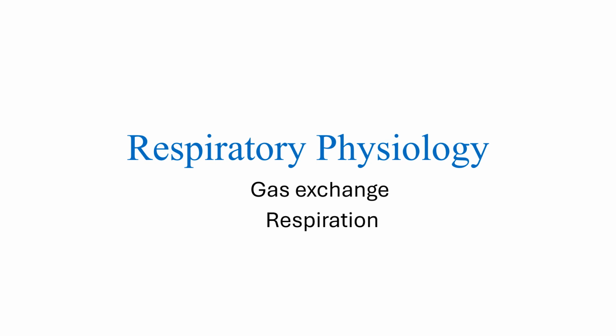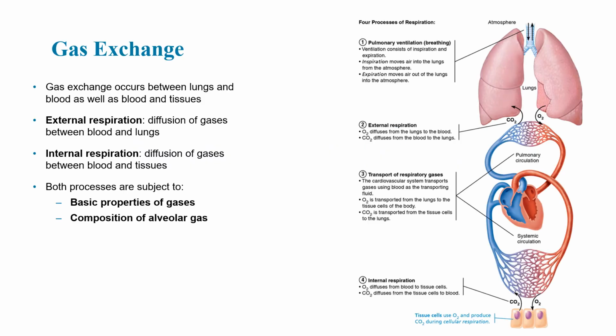Respiratory physiology. In this video, we are going to learn about gas exchange and respiration. Gas exchange occurs between the lungs and the blood, and then between the blood and the tissues. The first is known as external respiration. In external respiration, there is gas exchange between the lungs and the blood.